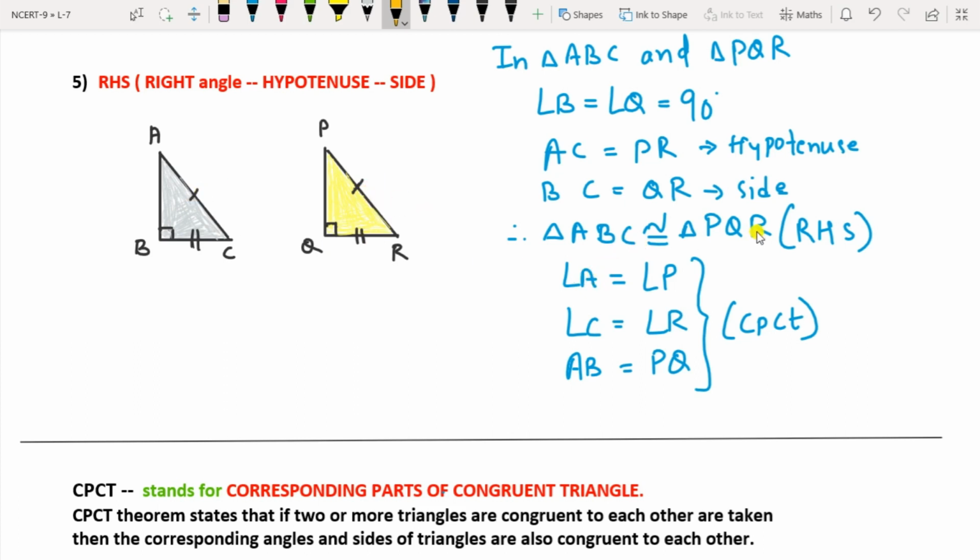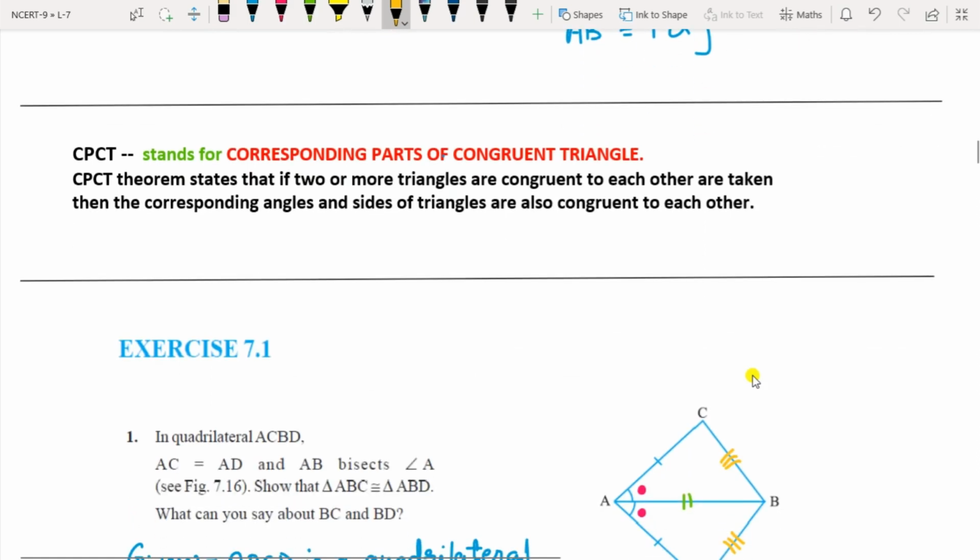triangles are congruent by RHS, and the remaining two angles and one side become equal to each other by CPCT. Okay. So this is the full form for CPCT here, that stands for corresponding parts of congruent triangles. CPCT is a theorem that states that if two or more triangles are congruent to each other, then the corresponding angles and the sides of the triangles are also congruent to each other.